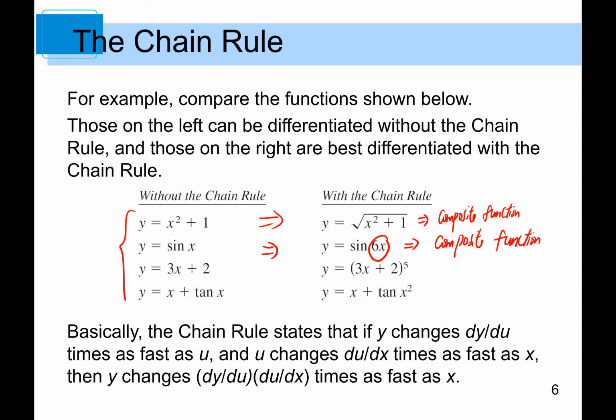Y equals 3x plus 2 is a simple function. Then when you raise that to the power of 5, it becomes a composite function. Y equals x plus tangent x is a simple function. Y equals x plus tangent x, all squared, let me make it a composite function.